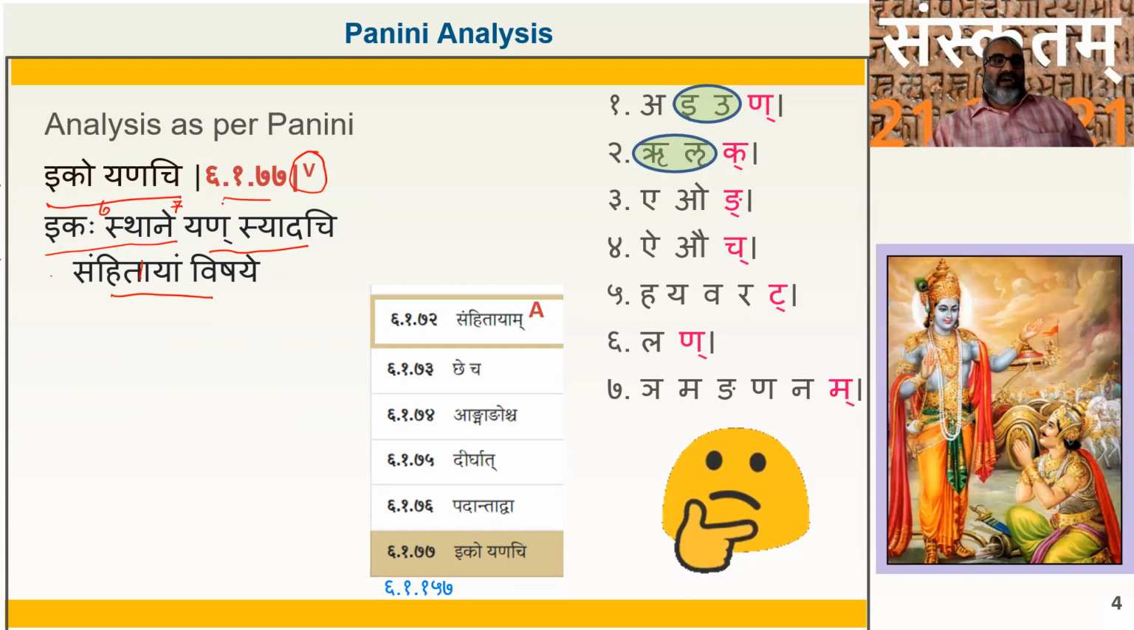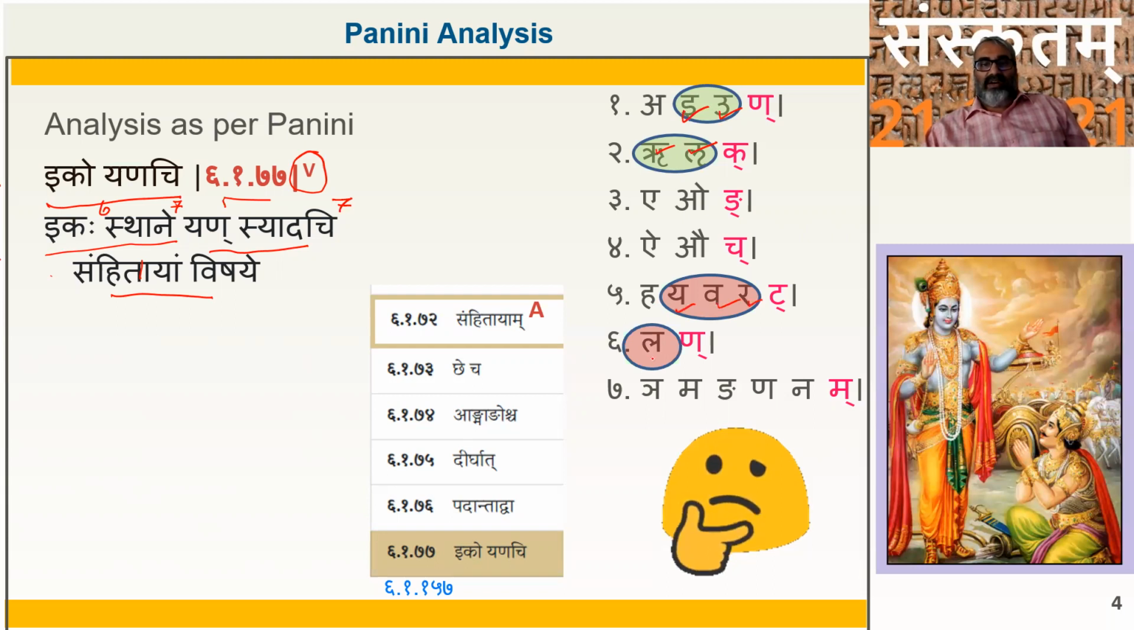Sthane, Yan is Pratama, Achi is Saptami. So now, of Ik. What is Ik? All of us know I, U, R, and L is called Ik. The next question is what is Yan? Again, applying Panini's coding words, it is Ya, V, R, and L.